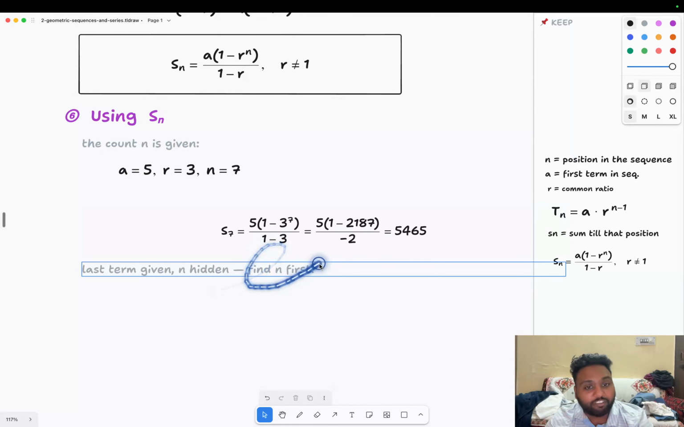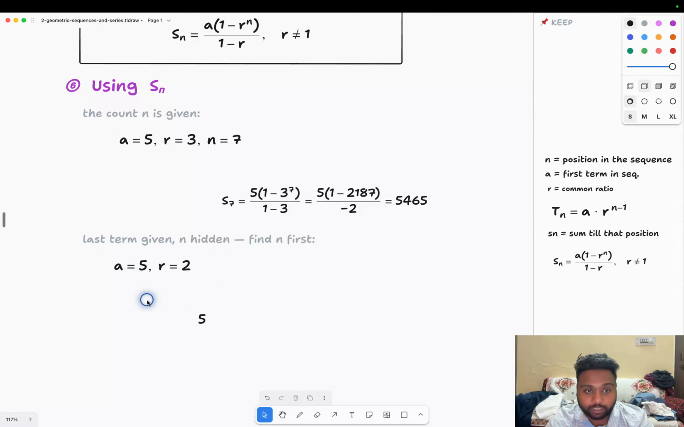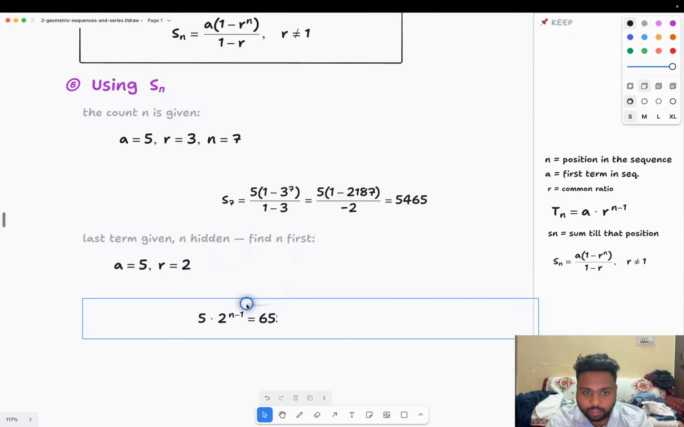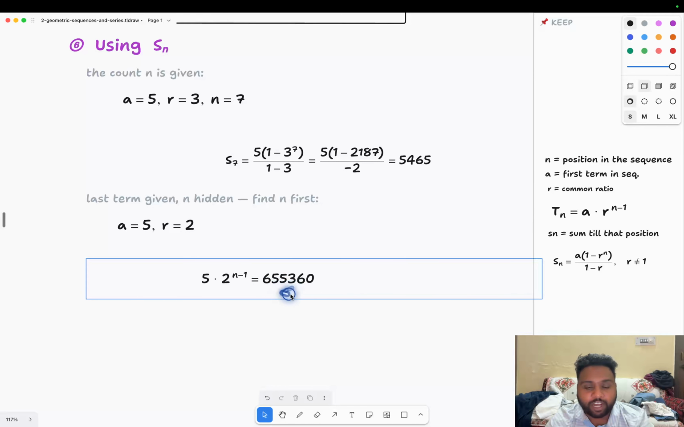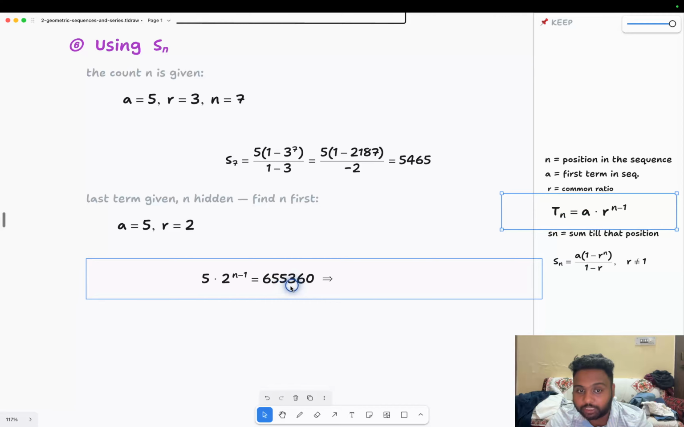Now a different variation of question is when we don't know the value of n, but it has been given to us that the sequence starts with 5, and the common ratio R is 2. And we are asked to find what position this value occurs at, how long the series should be so that my value is this. So we simply take A into R to the power, we just use the Tn formula to find out what position this value occurs at.